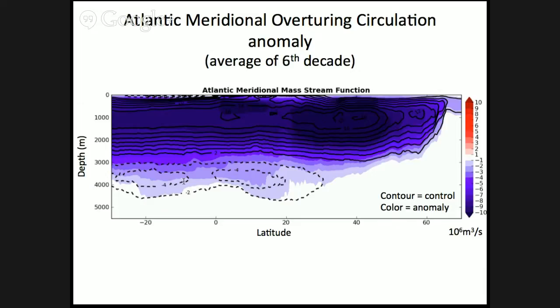Now here is another small circulation. You see that the anomaly is negative, which means that this Atlantic meridional circulation is reduced, and this is consistent with the mechanism of the sinking motion affecting the subpolar climate.